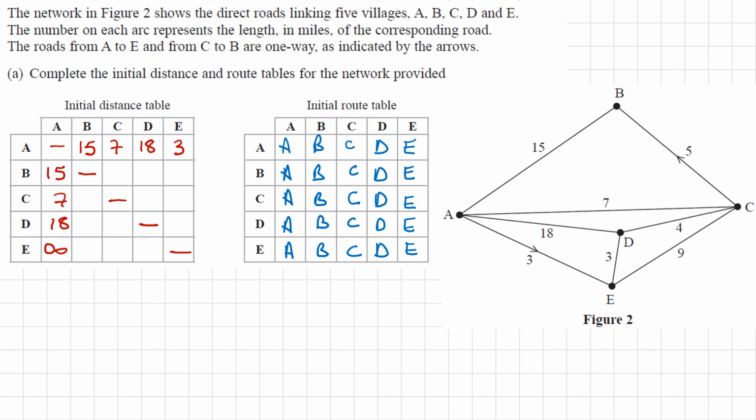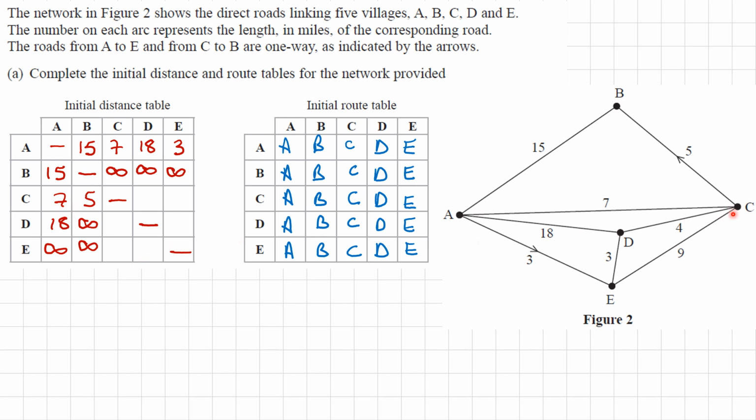Now moving on to town B, we can go from B to C. Well, we can't go from B to C. You can see it's one way. We can go from C to B, so we'll have an infinity symbol from B to C, but from C to B we'll have 5. Then B to D, there's no direct route there, so we'll have an infinity symbol there, and then B to E, again no direct route, so infinity symbol, and that's going to be the same from D to B and from E to B, where there is no direct route.